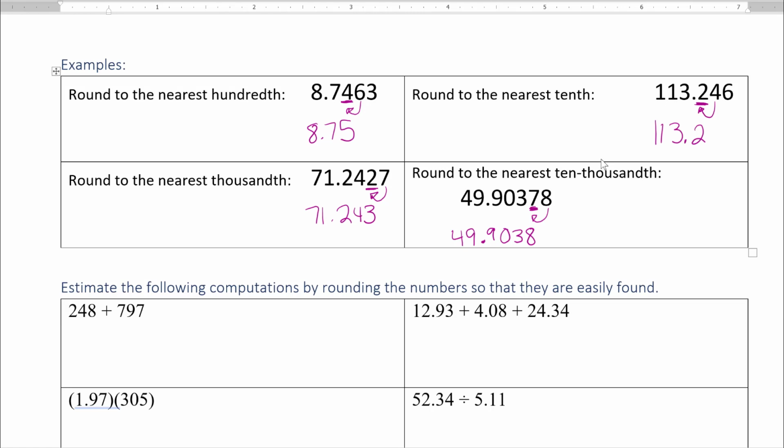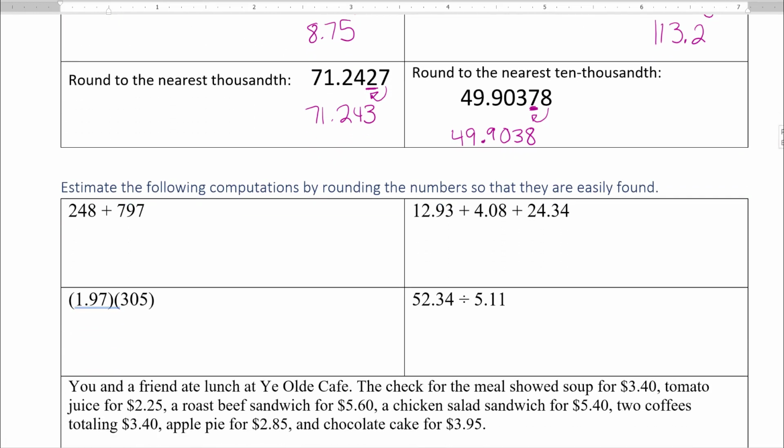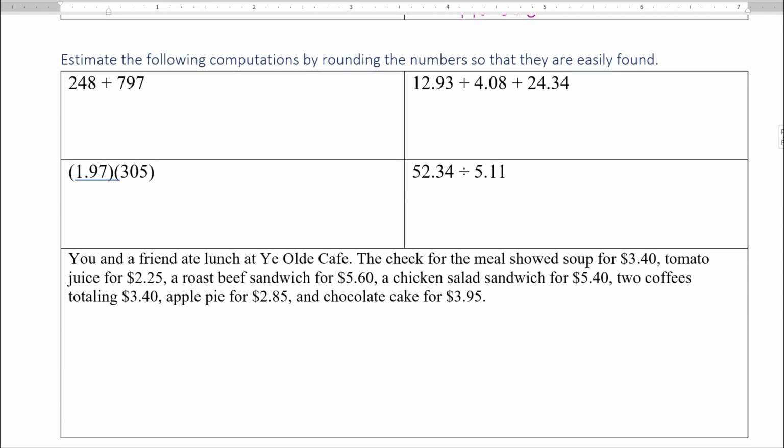All right, next we're going to estimate the following computations by rounding the numbers so that they can be found easily. Now this section doesn't actually tell you exactly what to round to. You have to kind of estimate that yourself. So we have 248 plus 797. Well, 248 is very close if we're rounding to the tens, 250. And that's a nice round number.